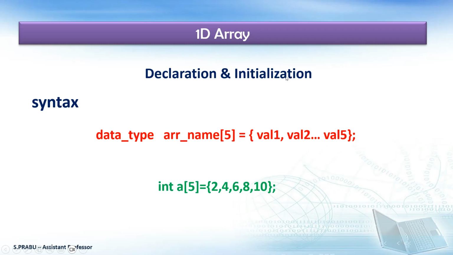Initialize is nothing but when we declare the particular array, we can give the initial value. The syntax is data type, array name and size of the array. Within the braces, we can give the individual element values. This one is the example. So in this way, we can declare and initialize the one-dimensional array.